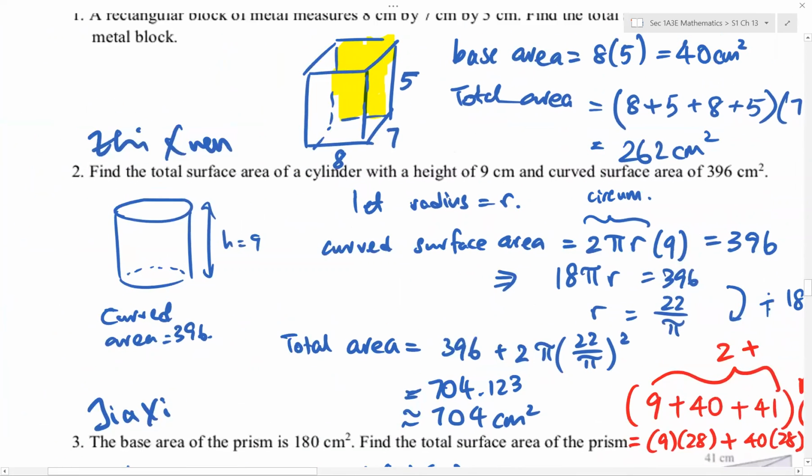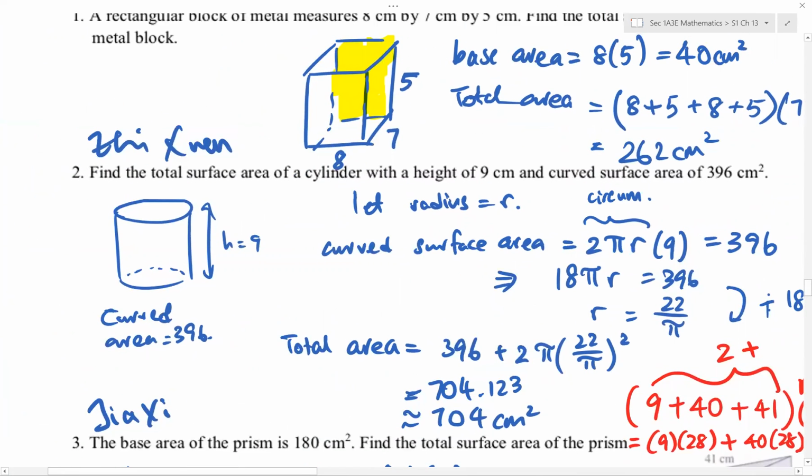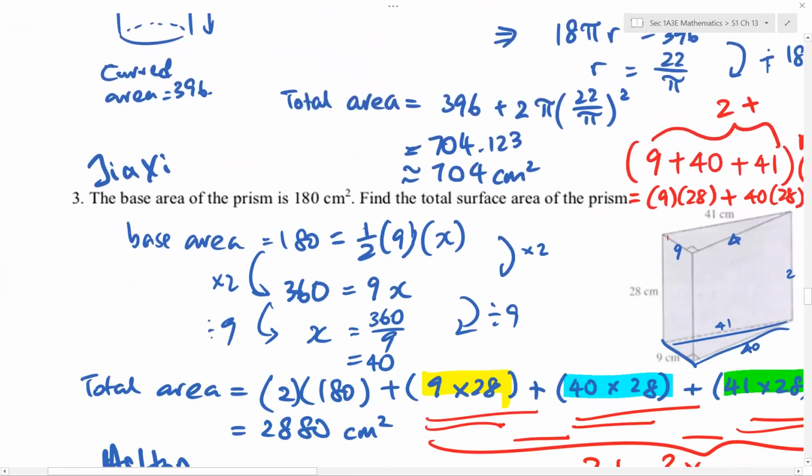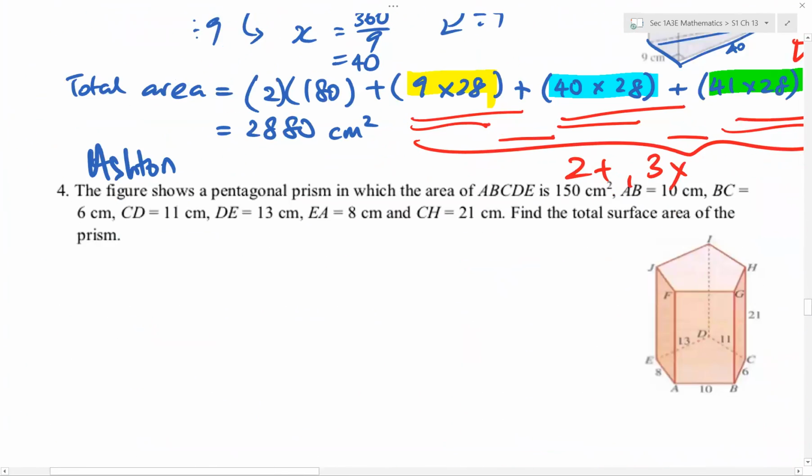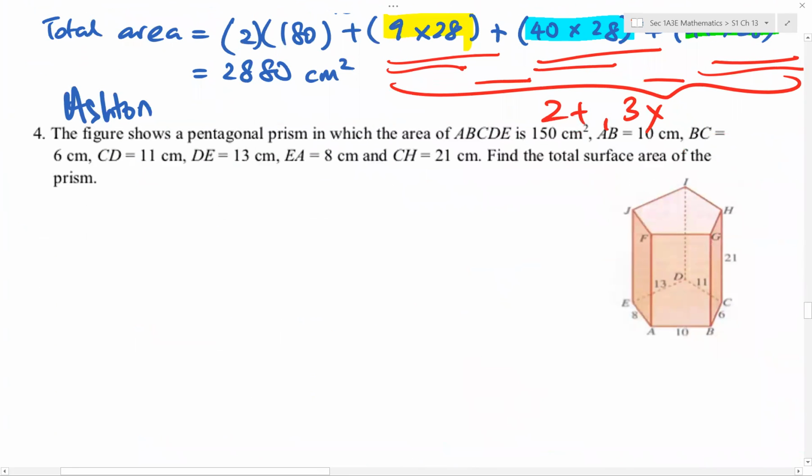What previous question? Question 2, is it? Okay, can. Now, Ashton, your turn. Say again. What? He wants to skip. Okay, yeah, go ahead. Okay, go ahead, screen share.